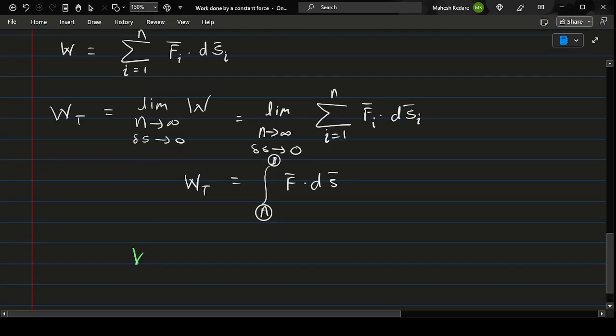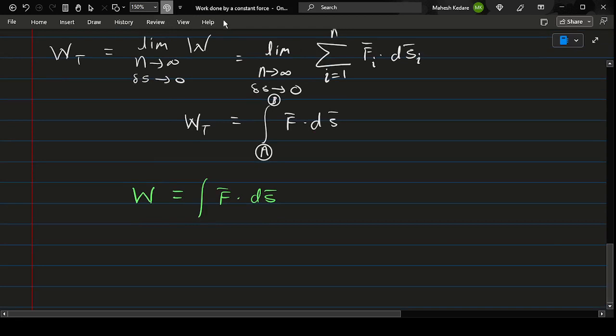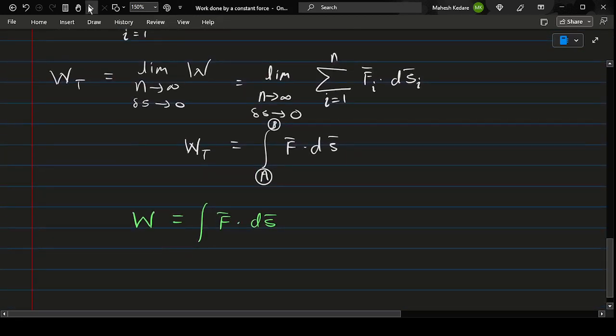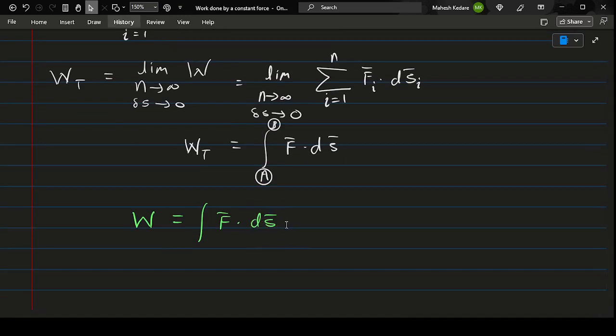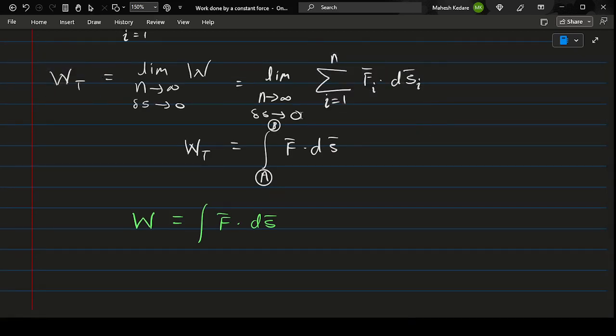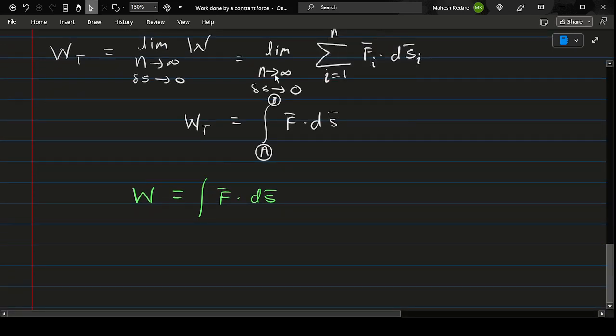I rewrite this formula for the work done when the force varies during the displacement. It is the integration of f bar dot ds bar. Now we note the changes. This ds bar represents as small a displacement as possible, because the integration sign refers to the sum when the number of divisions is infinity and hence the size of division is zero. That is, ds is as small as possible and n is as large as possible. So when we go on increasing the number of divisions and hence decreasing the size of the displacement, we reach the limit of this sum, and the limit of this sum actually represents the total work. The limit of this sum under this condition, n tends to infinity and delta s tends to 0, is denoted as an integration.